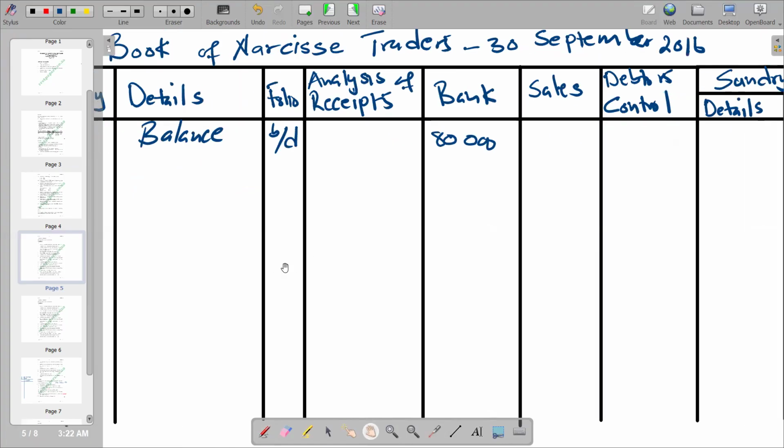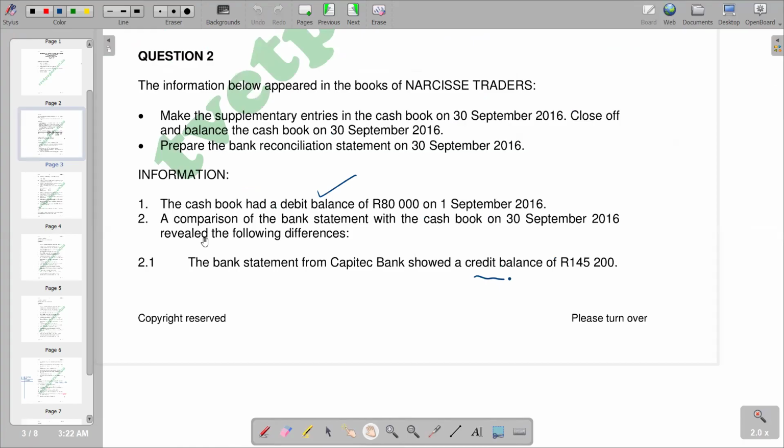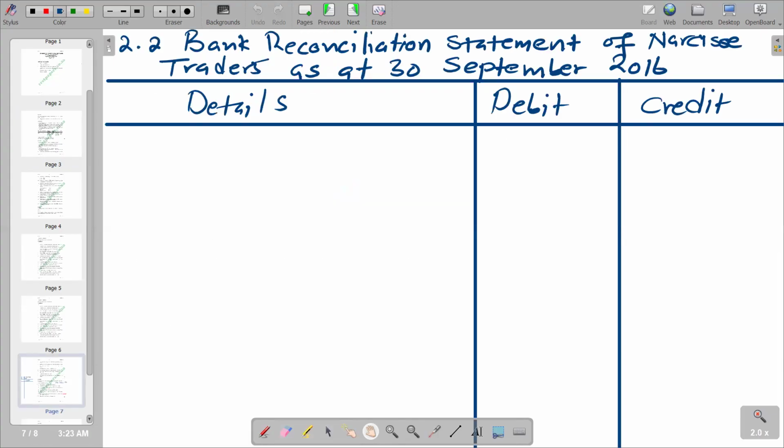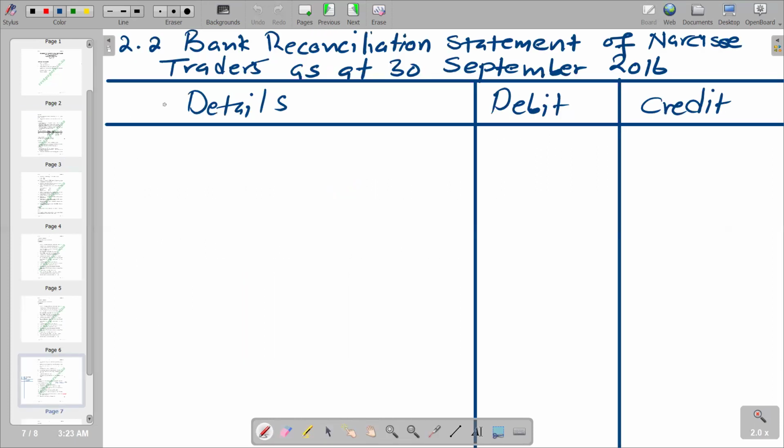And then from there, we can check the opening balance according to the bank reconciliation statement, which we are given in 2.1, the bank statement from Capital Bank. Capital Bank showed a credit balance of 145,200. So we go to our bank reconciliation and we see that this is going to be our opening balance. We take note of the side, which is going to be a credit balance, so we put it on the credit side. It's the credit balance as per our bank statement.